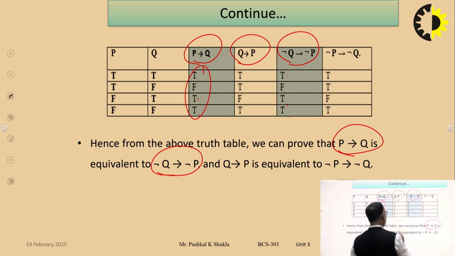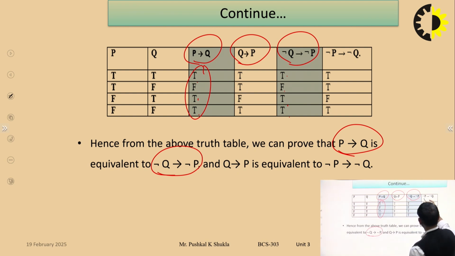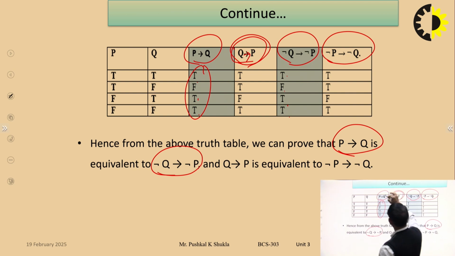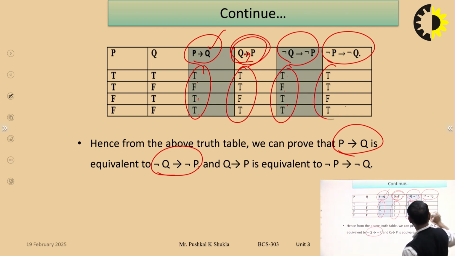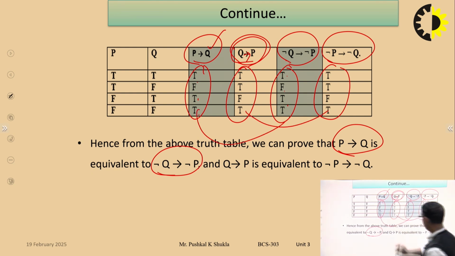and again Q imply P is equivalent to negation of P imply negation of Q. So negation of P imply negation of Q and Q imply P are equivalent. This is the implication, and this is the contrapositive. Again, P imply Q is an implication, and negation of Q imply negation of P is a contrapositive. So these are logically equivalent, and these are logically equivalent.